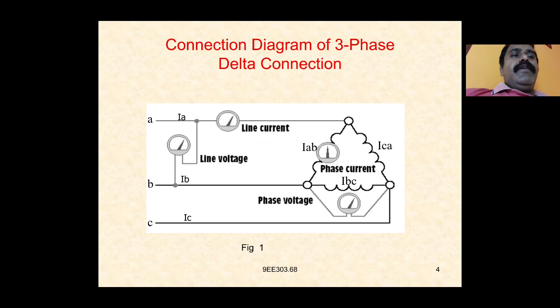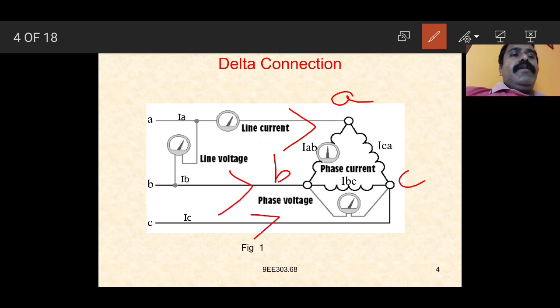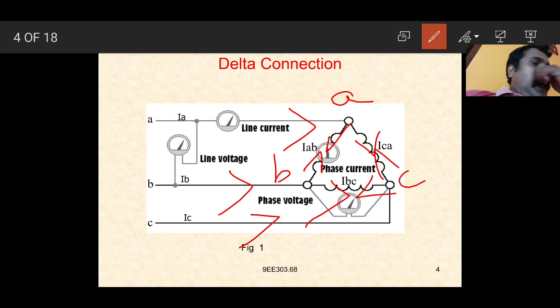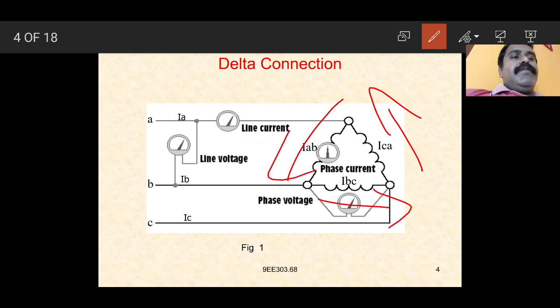We can label them A, B, C. The current flows like this. The A current flows in this direction and in this direction. The B current flows in this direction and in this direction. The C current flows in this direction and in this direction. Here we have ICA, IAB, and IBC.